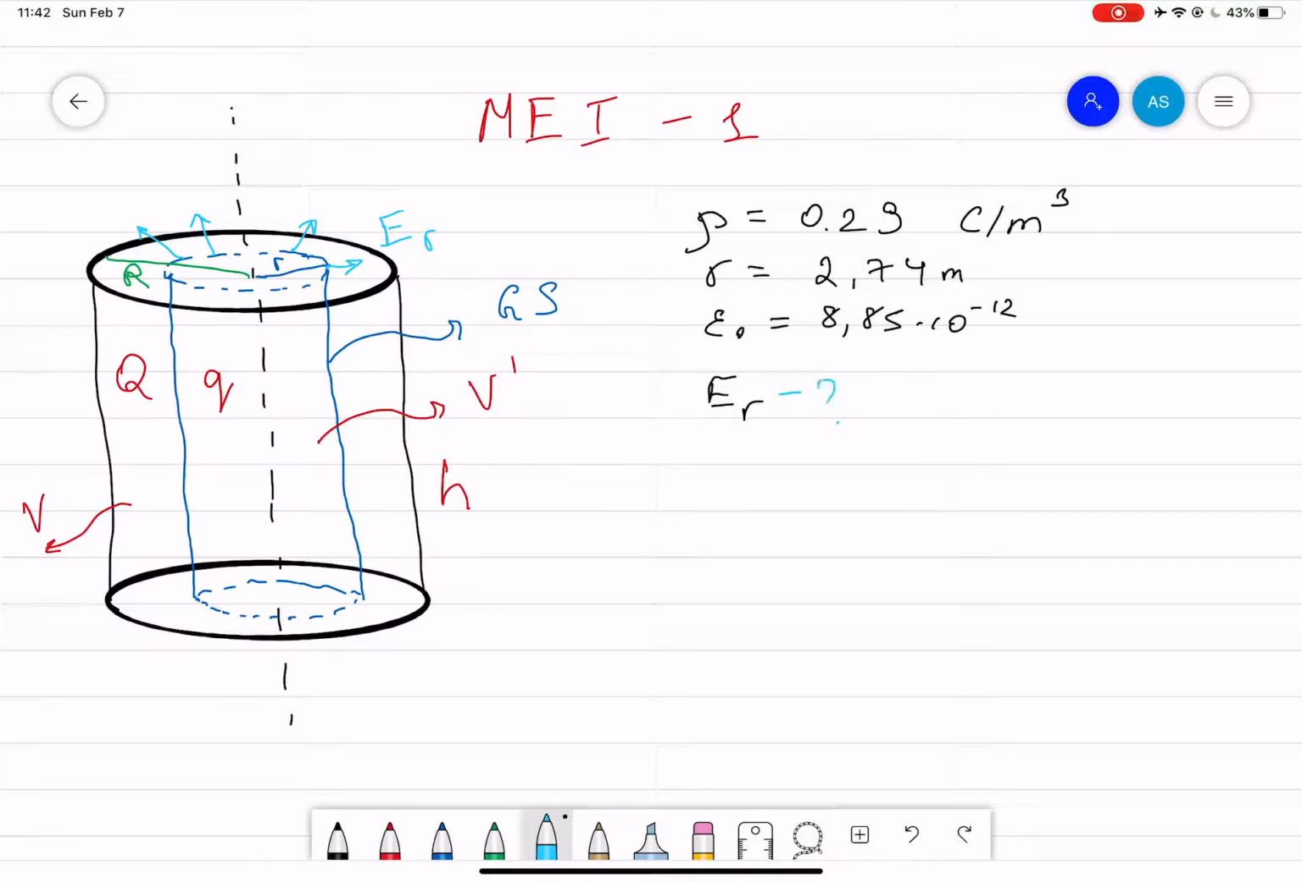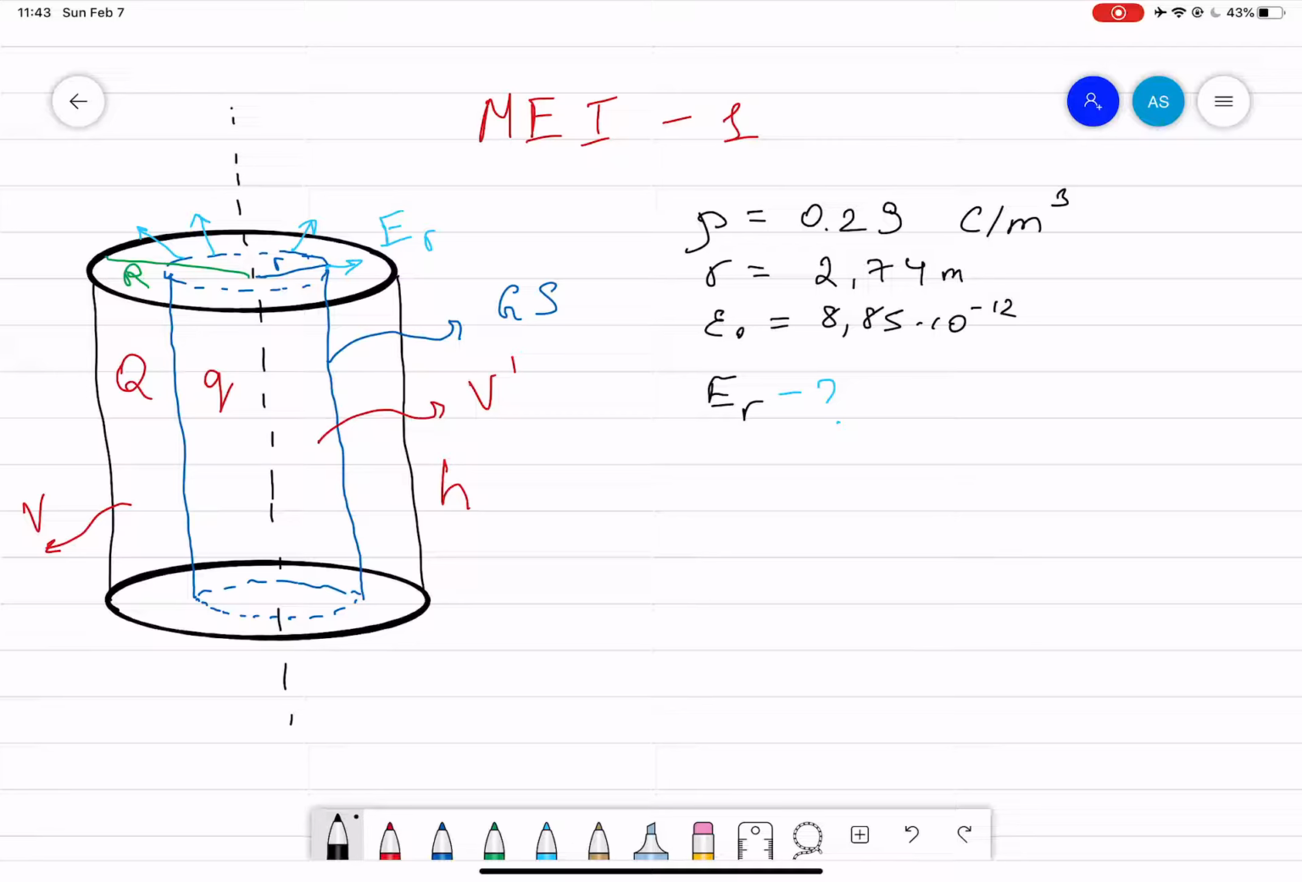Now, as you can see here, we have only the volume charge density, the radius where we have to find the electric field, and the permittivity of free space. We don't know what the big R, capital R, of the solid cylinder is. We don't know the total charge in the cylinder, and we don't know the h. If those things are not given, that means you have to assume that they cancel out, okay? Now, how can we find it?